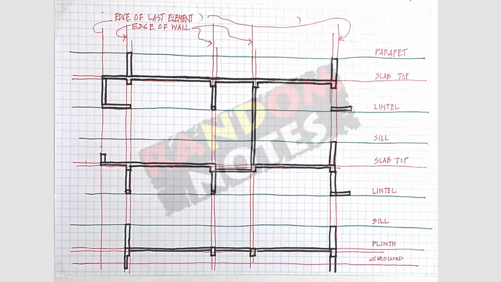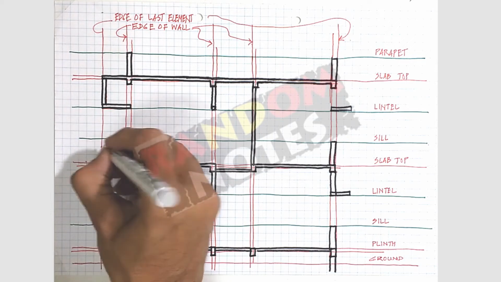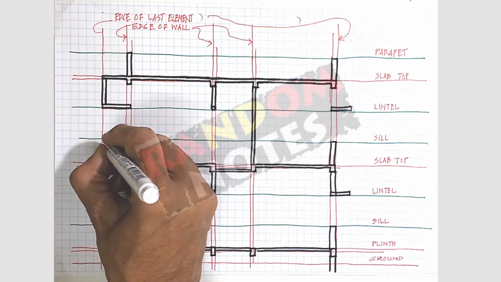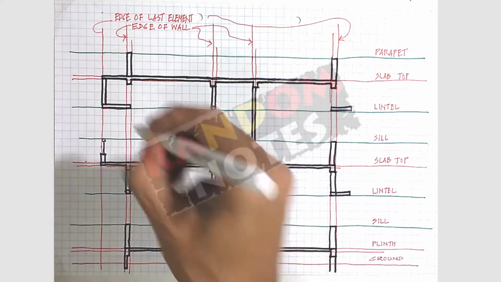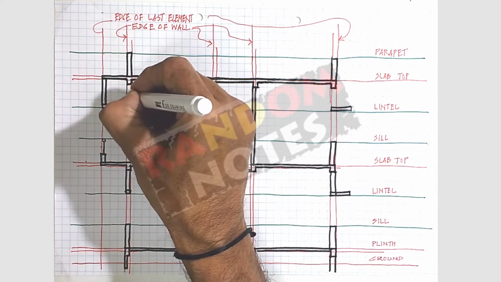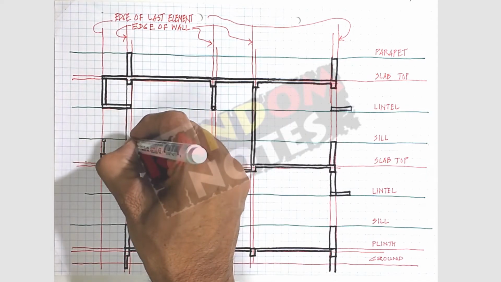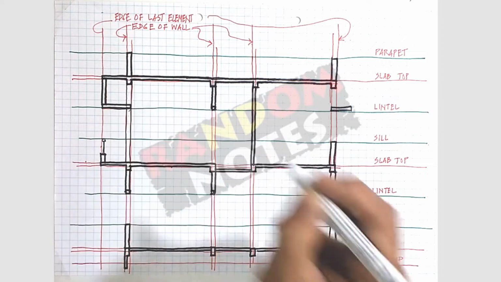But this is not like a regular slab. This is that railing on top of the short parapet wall. Here, I am using a thinner pen to make the elements visible as elevation behind.